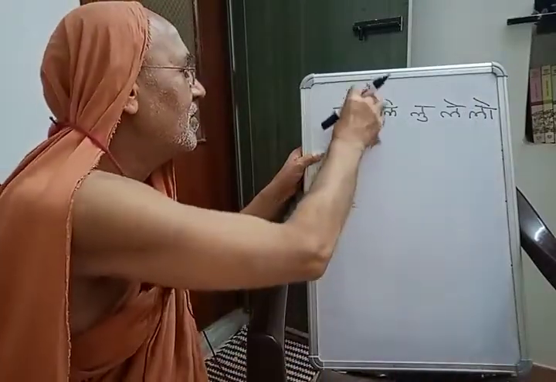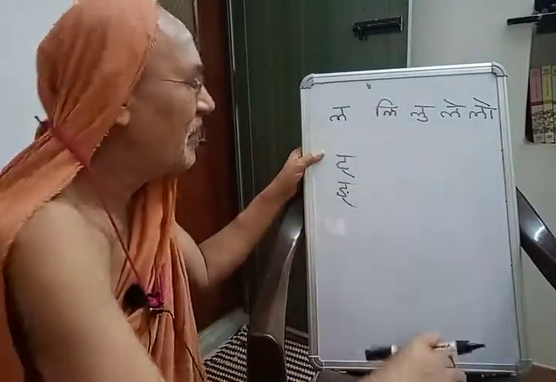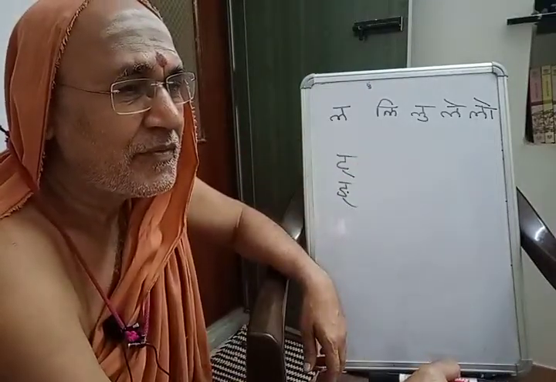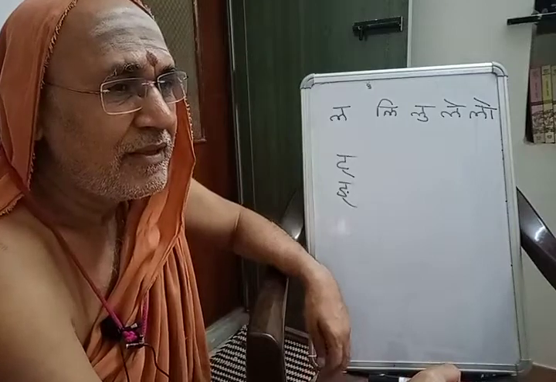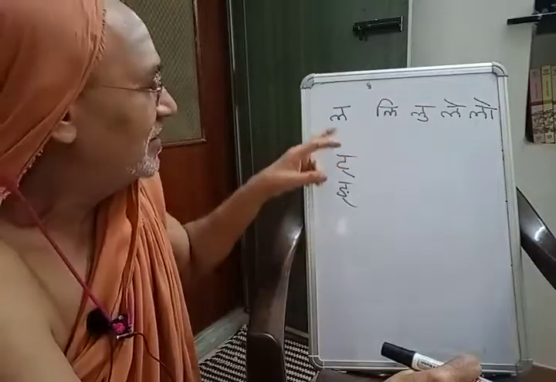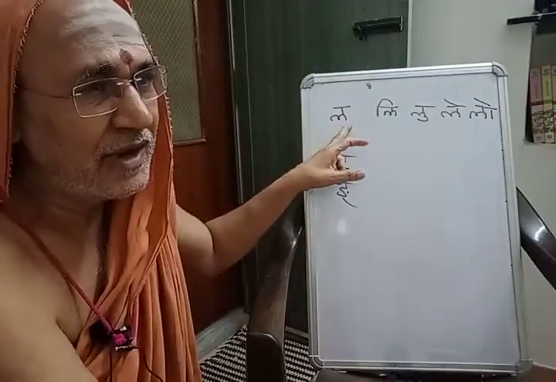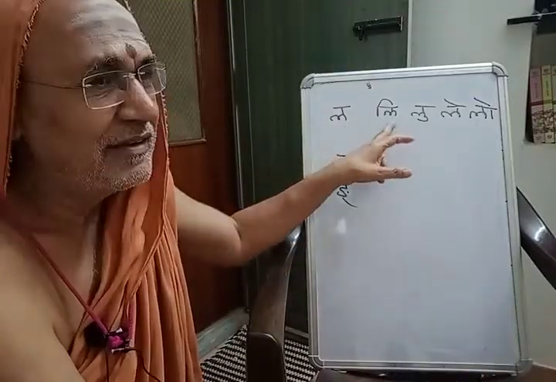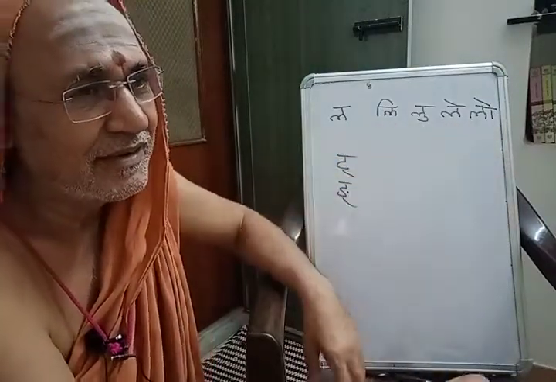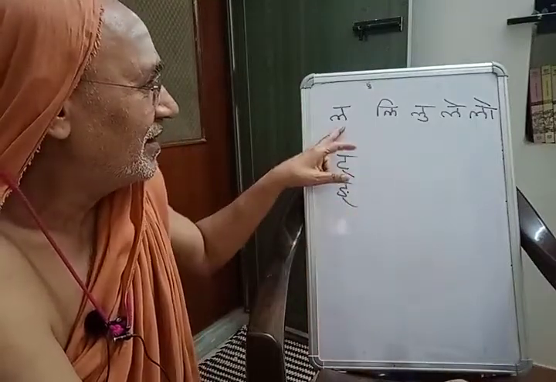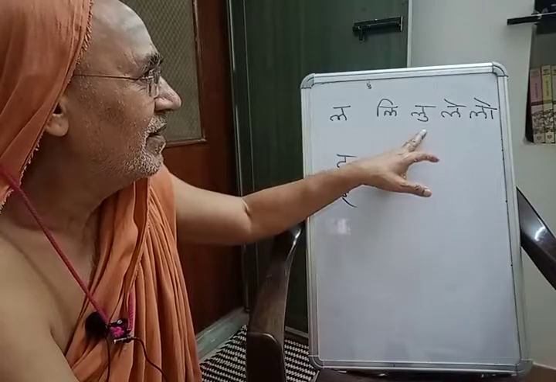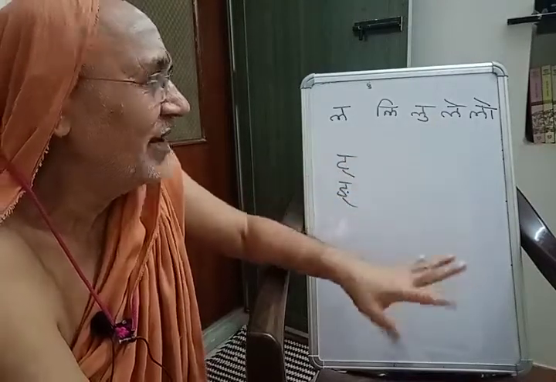Isn't it? La, Li, Lu, Le, Lo. It is simply akara sequence, alphabetical sequence. So in these things you add the ta. First you add the ta, what happens? Lat. Second? Lit. Lut. Let. Lot. That's all. Then nga: Lang, Ling, Lung. After lung, no ling, lo.